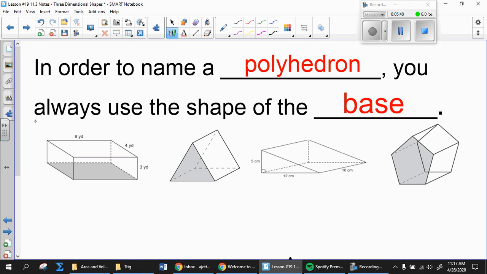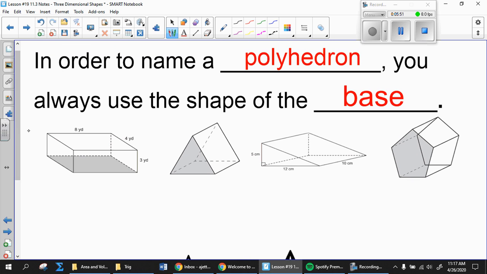So if I look at this first shape, there's kind of two steps that we have to take here. We have to decide first, is it a prism? Is it a pyramid? Is it a cone? Is it a cylinder? Is it a sphere? Once we do that, then we need to determine, is there a base and what is it?